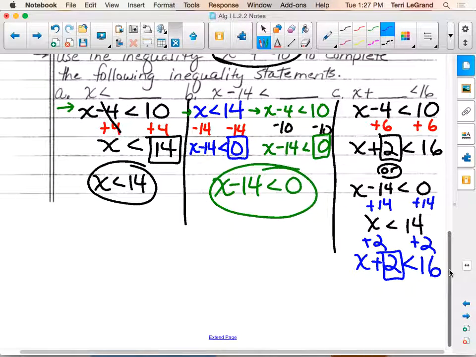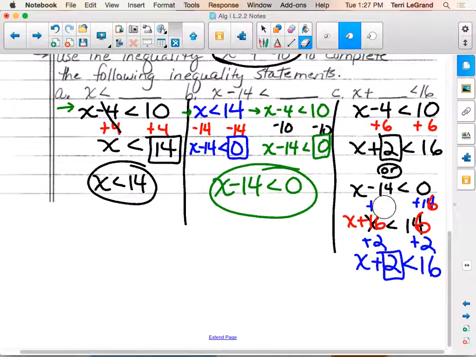So you know what Rachel could have done here when she used this one, instead of adding 14, she could have just added 16. Because 0 plus 16 is 16, and then over here we would have had x plus 2, I mean. Negative 14 plus 16 is 2.